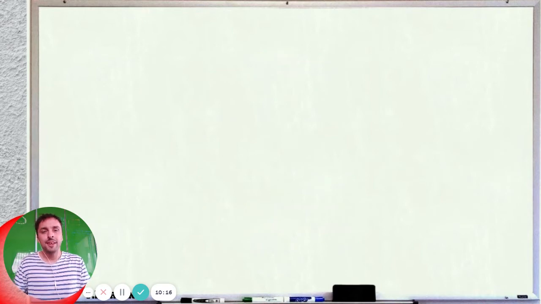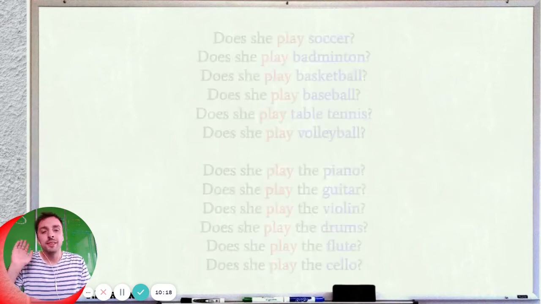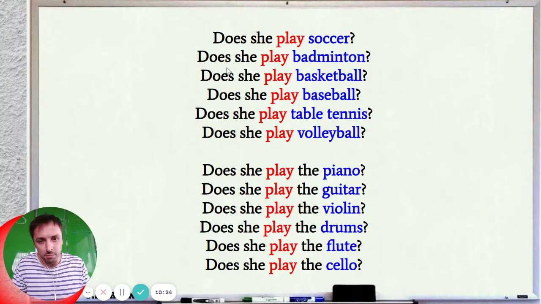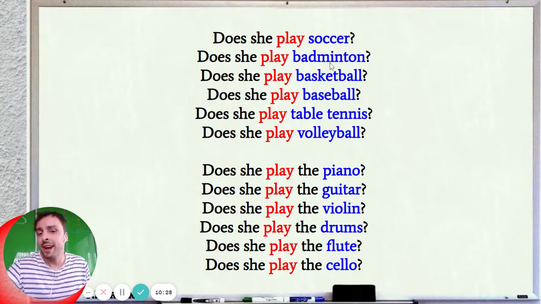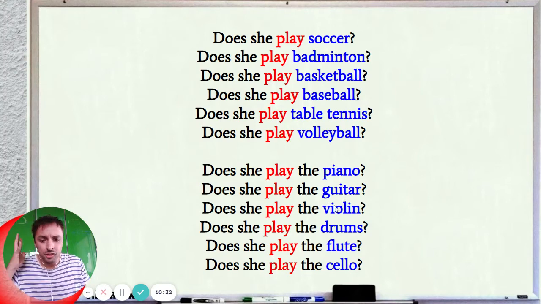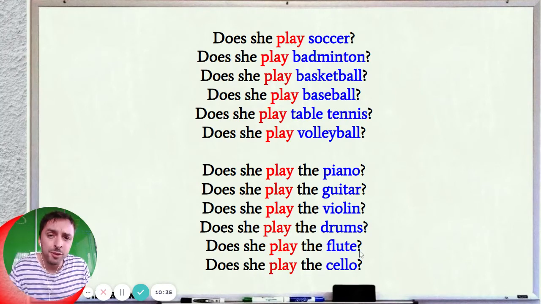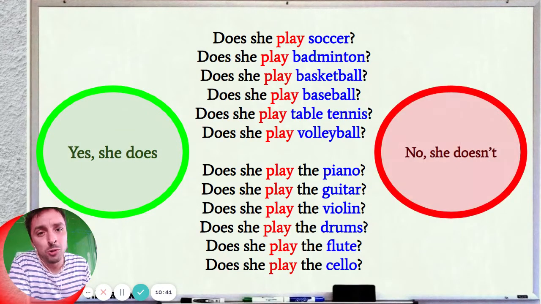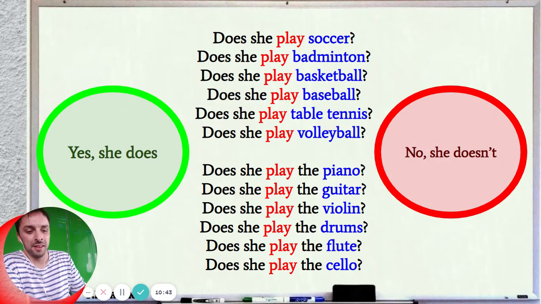And the last one, if it's she, we say does she. Does she play? Does she play soccer? Does she play badminton? Does she play basketball? Does she play the guitar? Does she play the violin? Does she play the flute? What are the two answers? Yes, she does. And no, she doesn't.